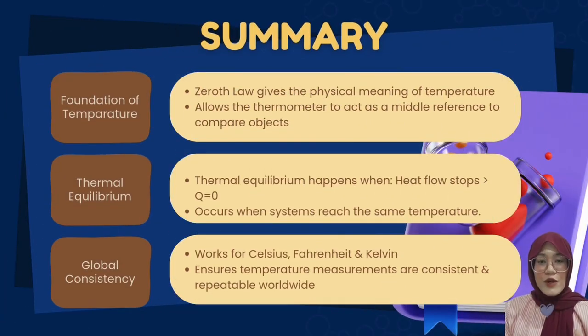This slide shows why the zeroth law of thermodynamics is very important. The zeroth law gives the physical meaning of temperature. It allows us to use a thermometer as a middle reference to compare different objects. It also explains thermal equilibrium. When two systems reach the same temperature, heat flow stops, so Q equals zero. Lastly, this law made our measurements consistent worldwide. Whether we use Celsius, Fahrenheit, or Kelvin, the zeroth law ensures the temperature readings are reliable and repeatable everywhere.